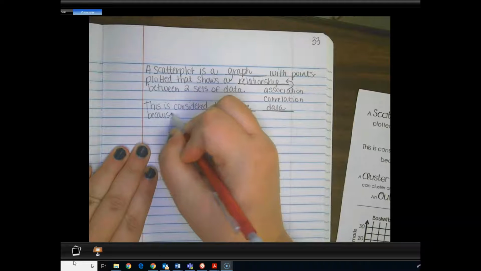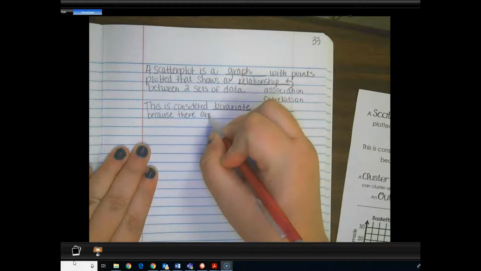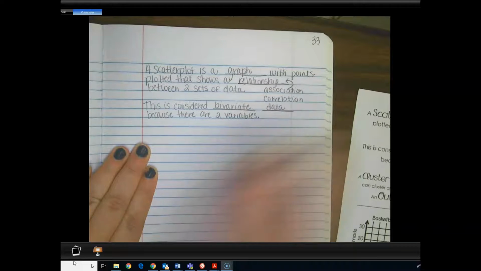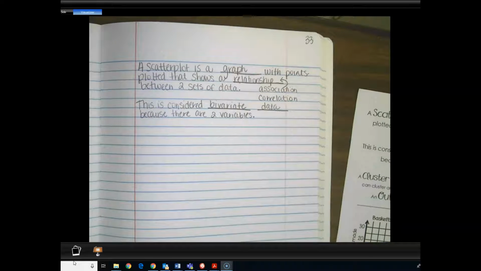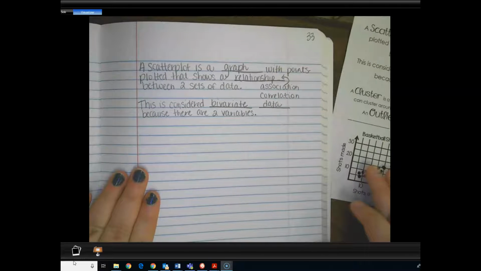Because there are two variables. The prefix bi means two. Think of bicycle, two wheels. Bivariate. Variate has the same root word as variable. So two variable data because there are two variables. Bivariate. Okay, if you need more time to copy that down, just go ahead and pause the video now. I'm going to go ahead and go on, and you can push play when you're done.